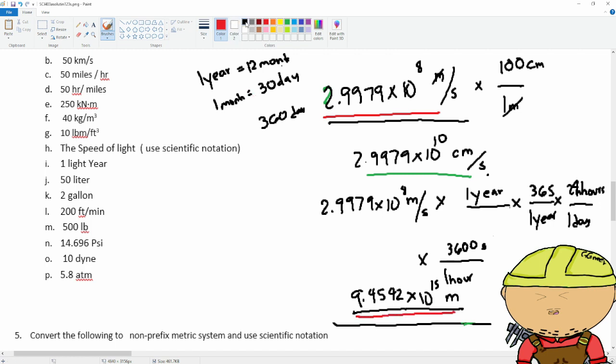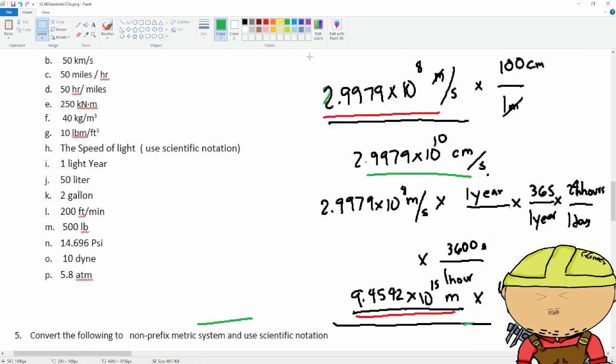For our CGS, we're gonna convert that to centimeter, times 100 centimeter to 1 meter. So that's gonna become 9.4542 times 10 to the 17 centimeter, and that will become our CGS. Okay, that's for our letter I.